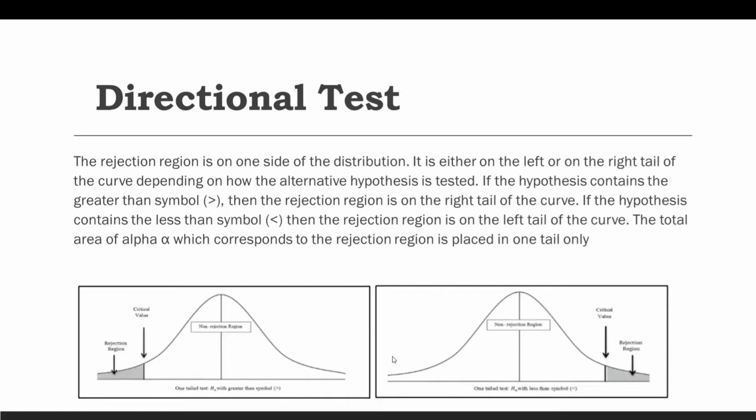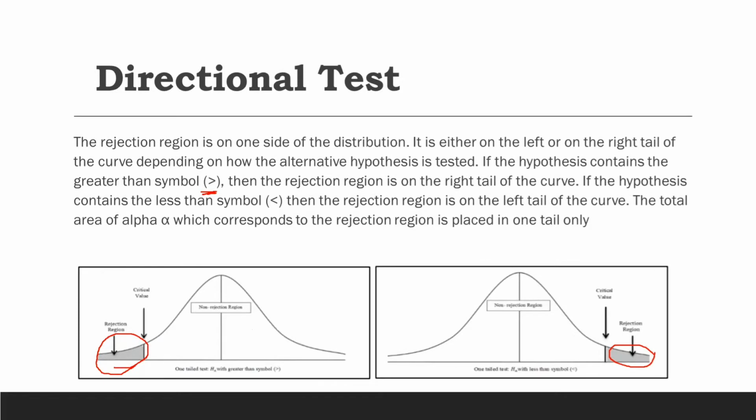So, for directional test, sa ating figure dito sa baba, kapag greater than symbol ang meron tayo, then the rejection region is on the right tail of the curve. So, therefore, nandito yung ating rejection. So, mas madali na siya if makikita natin sa ating hypothesis is greater than. So, kapag less than symbol naman, then the rejection region is on the left tail of the curve. So, ito yung ating left tail. So, let me give you an example.